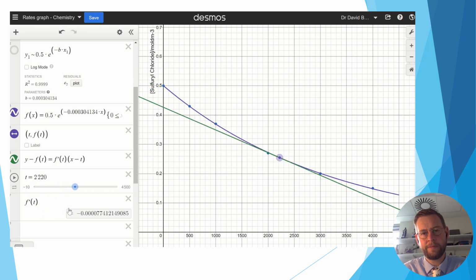And what you can see is it's telling us what the gradient of the tangent line is just here. And so I know the rate of reaction, and it's being published down here. And you can see that the rate of reaction is getting less as it gets less steep, and it's getting more as it gets more steep. So this is how you could use Desmos to find the rate of reaction in a simple reaction of sulfuryl chloride decomposing into sulfur dioxide and chlorine.